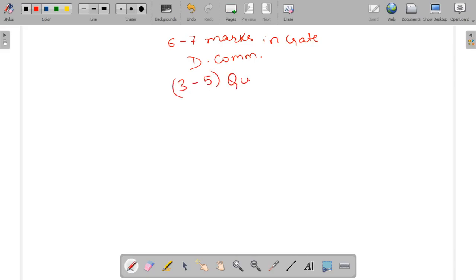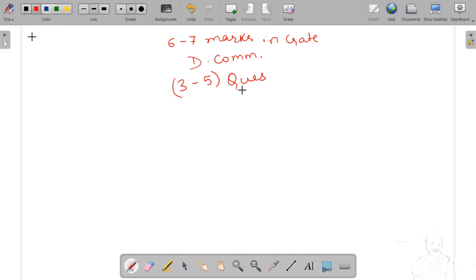Mostly it comes as 2 marks questions in digital communication because the questions are big and lengthy. So we will start with some basics like bandwidth calculation and bitrate calculation, and after that we will study digital carrier modulation schemes like ASK, PSK and FSK. So let's start with the basics first.